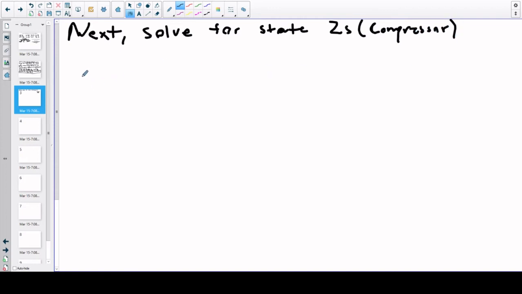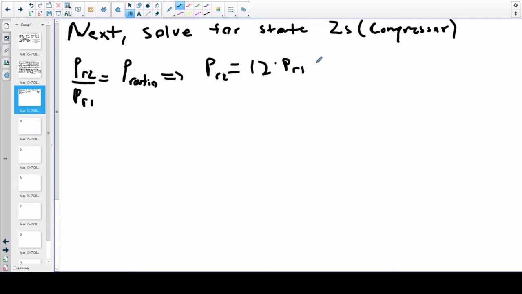This is the ideal case of the compressor, which means we can use relative pressures 2 and 1 to solve for the compression, or I guess pressure ratio, which, as you can see, we were given. We have PR1, which means we can solve for PR2, which is 12 times PR1, and that gets us a value of 10.019. I think, yes.